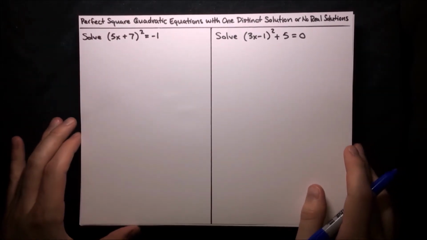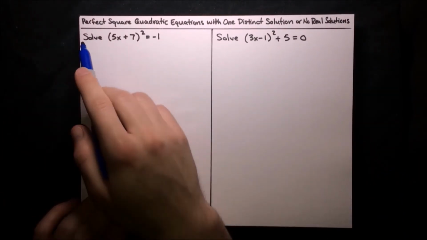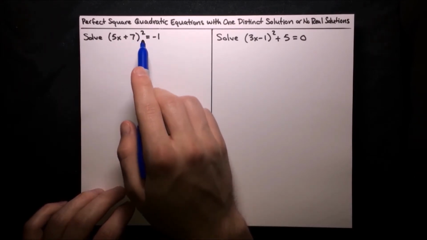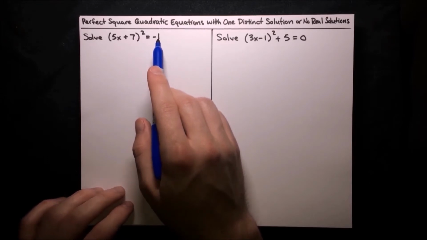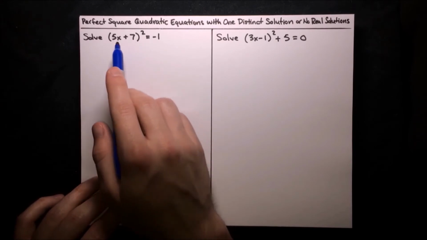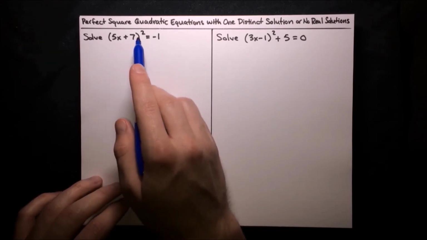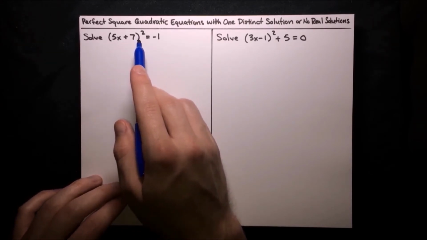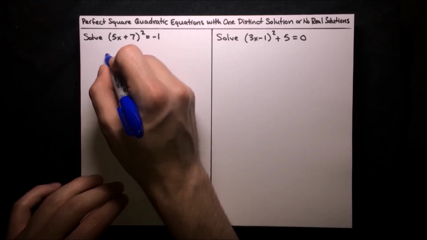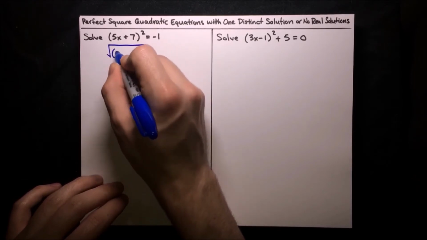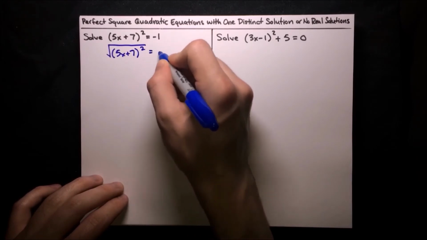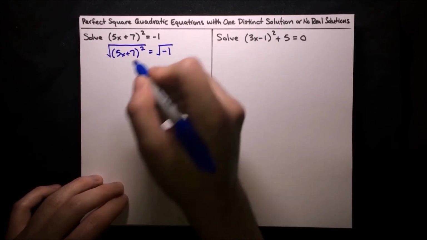Alright, here are two more examples. First example, solve this equation: the quantity 5x plus 7 squared is equal to negative 1. So this is pretty similar to the problems that we've seen before. Again, we have some quantity involving x that's squared. So let's just go ahead and take the square root of both sides to cancel out that squared. We get the square root of 5x plus 7 squared is equal to the square root of negative 1.